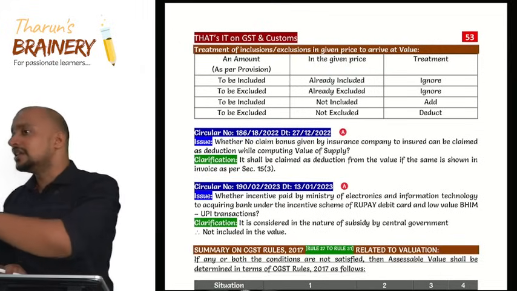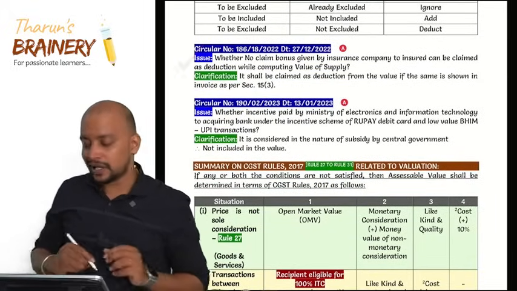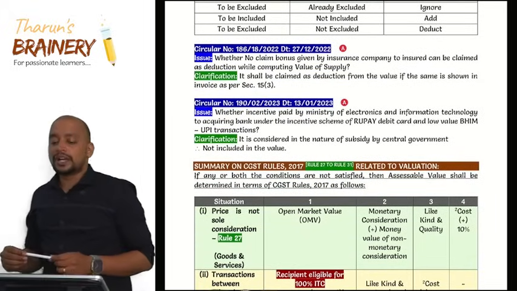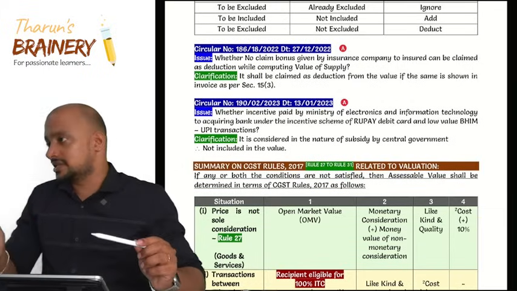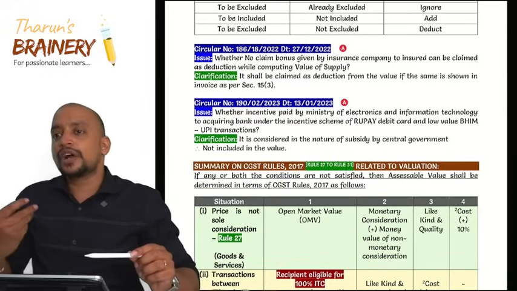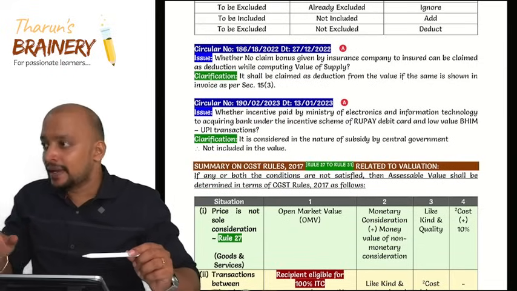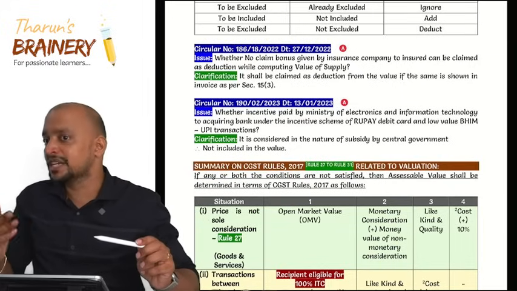So you need to deduct. Okay. Then there is one circular related to no claim bonus. Usually when you take a general insurance, for example vehicle insurance, and you are not claiming any amount for that year, next year what is the benefit that you get? Actually it is full amount paid to the insurance company is benefit to the insurance company.